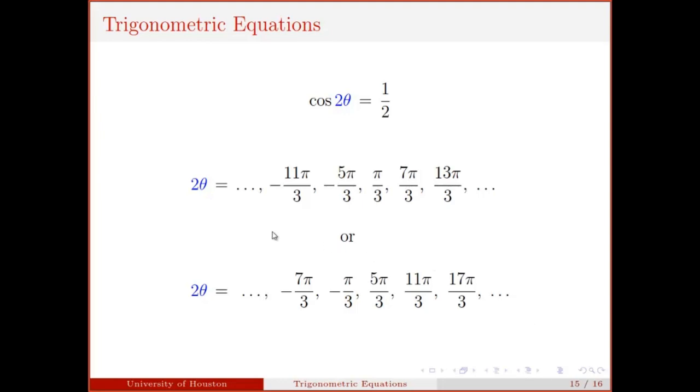More precisely, 2 theta must equal one of the values in this list, or one of the values in this list, where these values are obtained from pi over 3 and 5 pi over 3 by adding integer multiples of 2 pi, as illustrated in our first example. Therefore, if we divide each of these values by 2, we obtain all possible values of theta which satisfy the original equation.